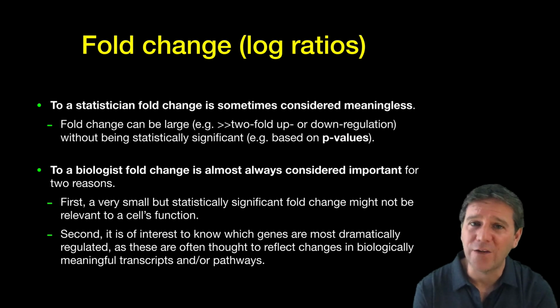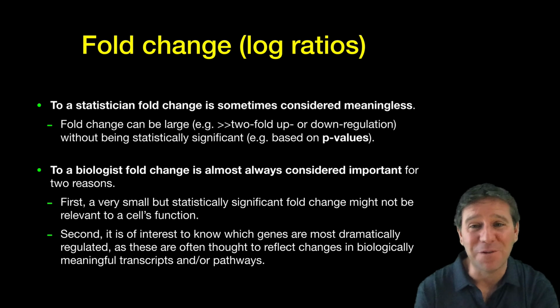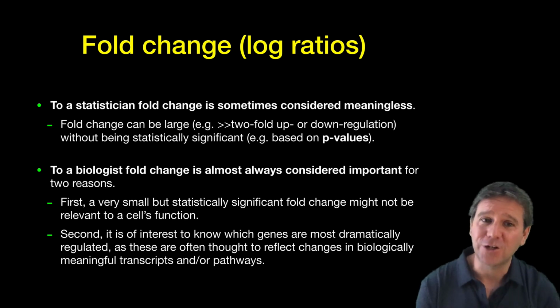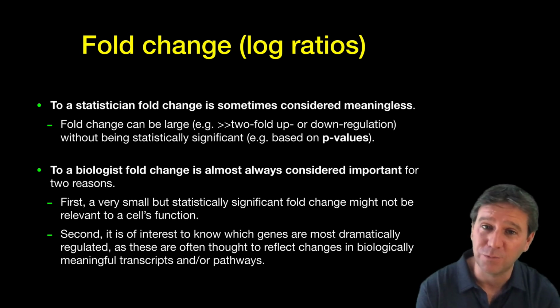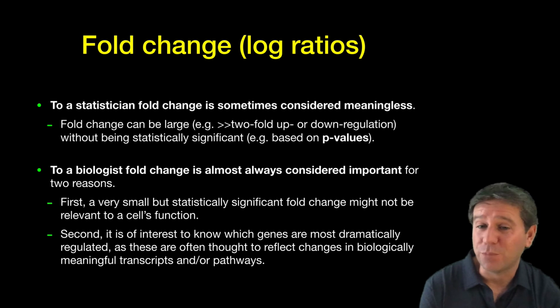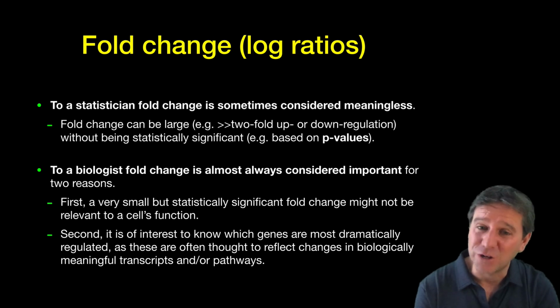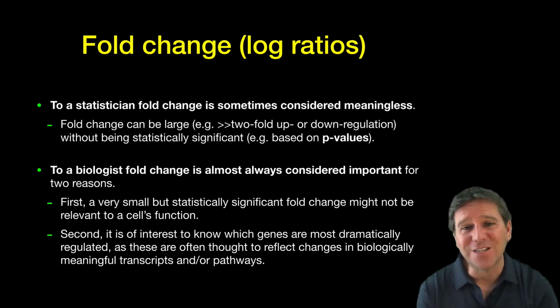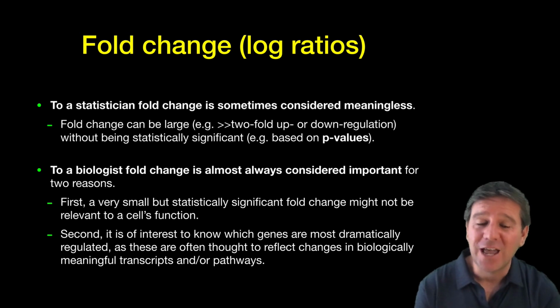At the end, what we'll arrive at is this happy intersection of fold change and significance estimates that keep both our inner statistician happy and our inner biologist happy too, right? Remember that, of course, fold change can be large, like twofold up or twofold down regulation, without being statistically significant based on those p-values, for example. And that small p-values for genes might not be relevant, right? They mightn't be relevant in terms of the biology. As biologists, regardless of whether that p-value is really, really small, indicating a very significant change, we're nearly always interested to know which genes are most dramatically regulated, as these are often thought to be reflections of changes in biologically meaningful transcripts or pathways.